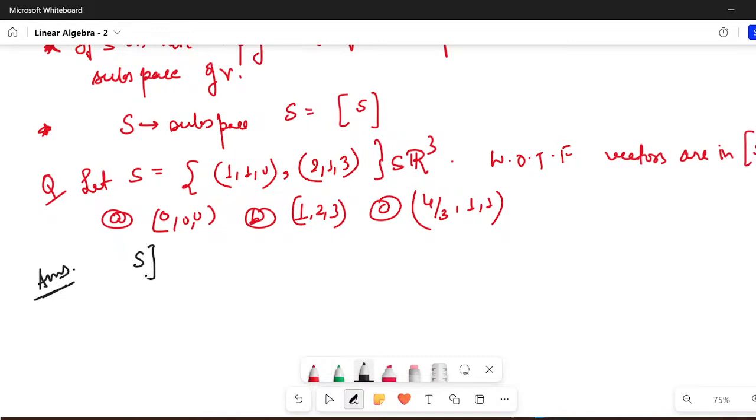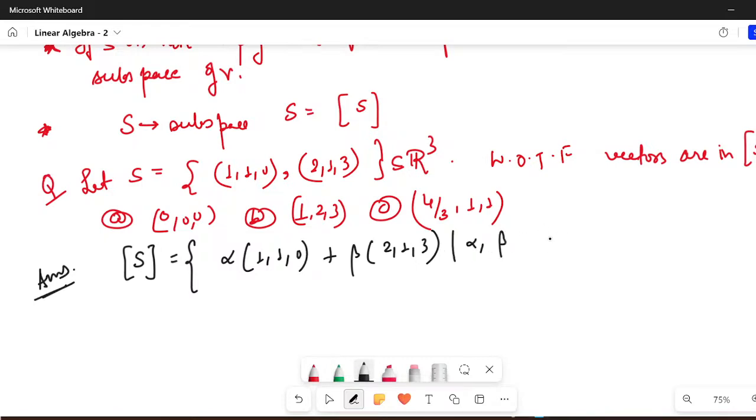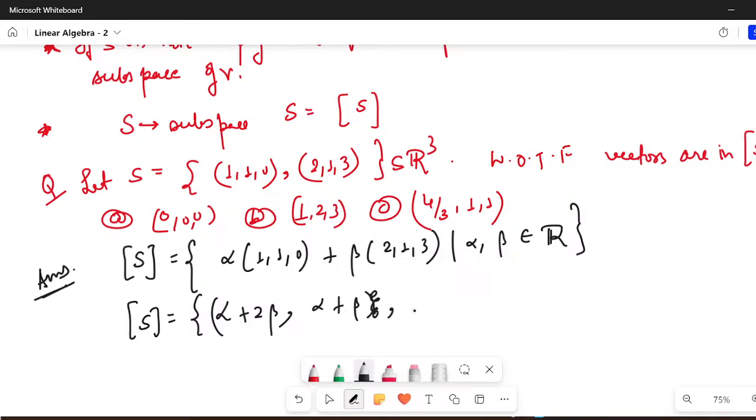So what would be the linear span of S? The linear span of S would be simply alpha times (1, 1, 0) plus beta times (2, 1, 3), right? Where alpha and beta belong to R. Okay, so this linear span, I can write it as (alpha plus 2 beta, alpha plus beta, and the last one would be simply 3 times beta), where alpha and beta belong to R. So this will dictate your linear span, I mean, this is your linear span.